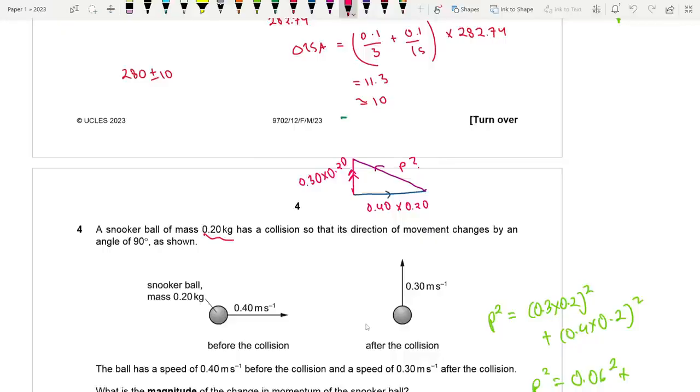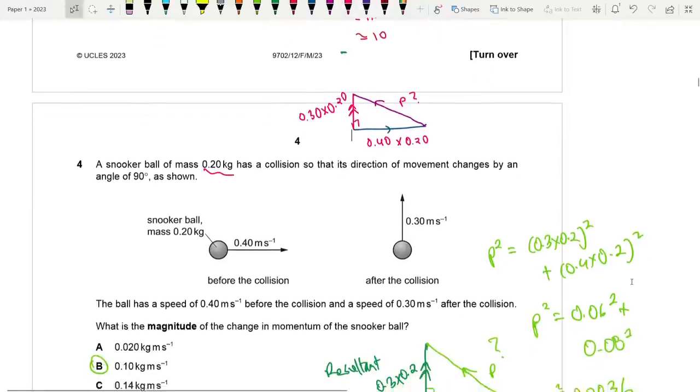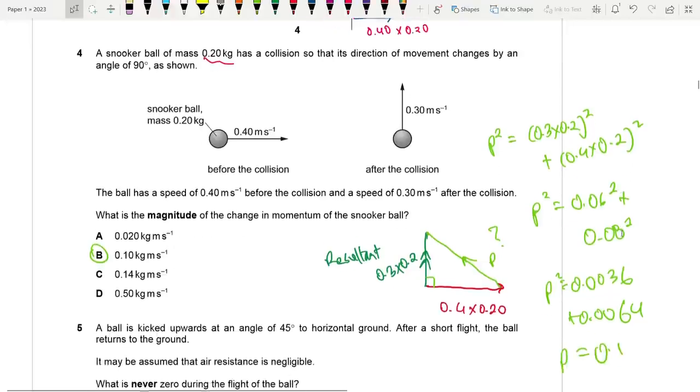So we can just use Pythagoras theorem, right? So p squared is equal to (0.3 times 0.2) squared plus (0.4 times 0.2) squared. If you do the math, you're going to get an answer of 0.1. So 4 happens to be B. See if this makes sense. Momentum is indeed a vector quantity.